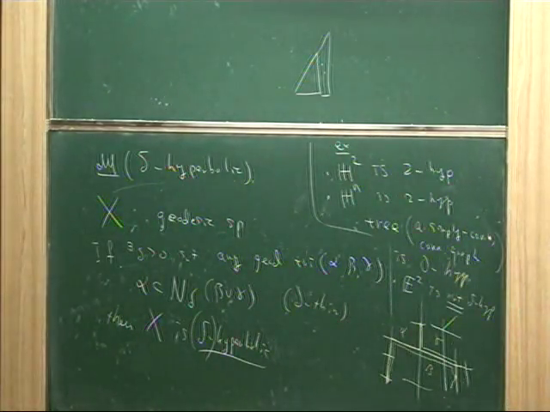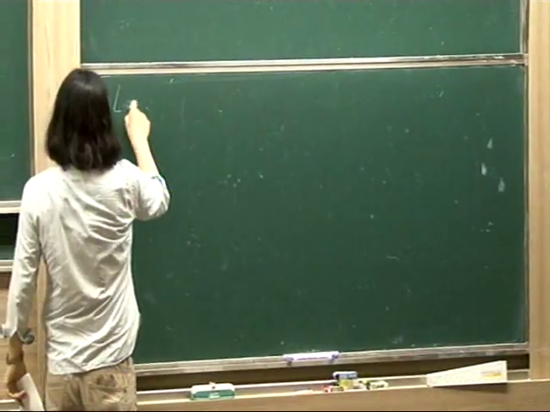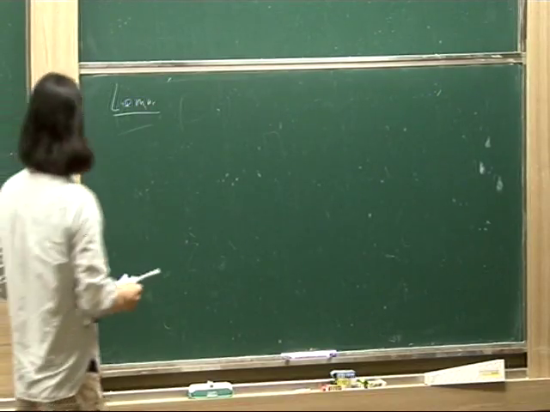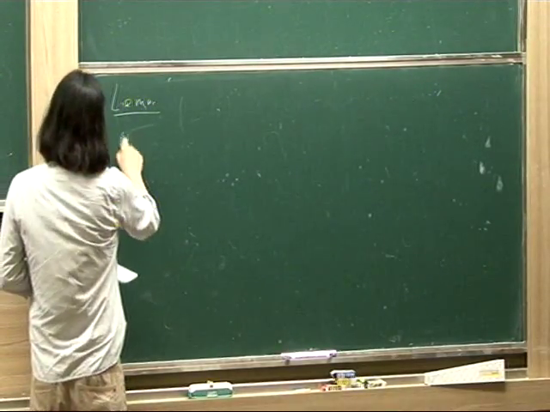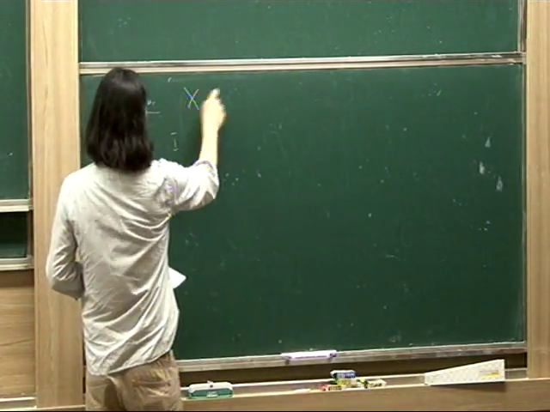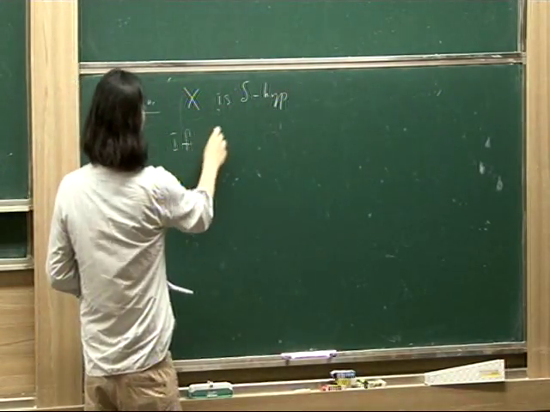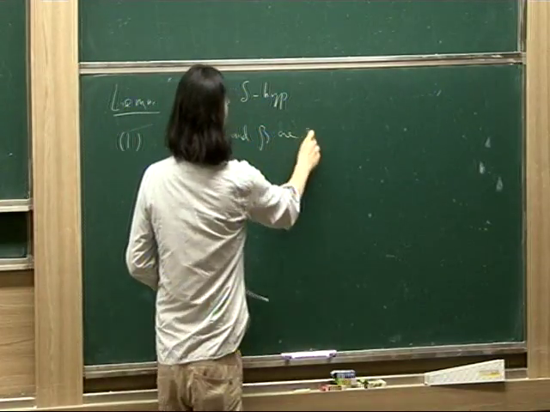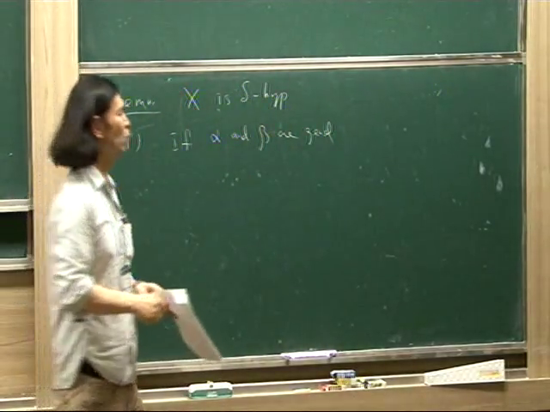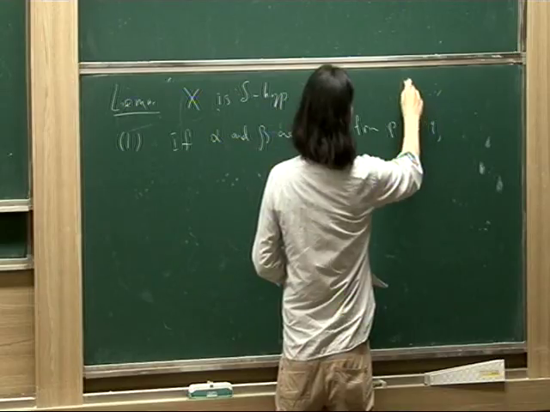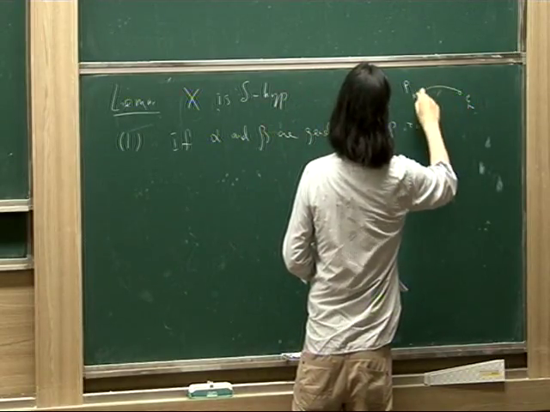This looks like a very naive definition, but it turns out that you can prove many things. So let me state and prove a very, very basic lemma. So one, this is the obvious one. Suppose X is delta hyperbolic, and if alpha and beta are geodesics in this delta hyperbolic space X from the common two points p to q, so the picture is like this: this is p, and this is q, and this is alpha and this is beta.